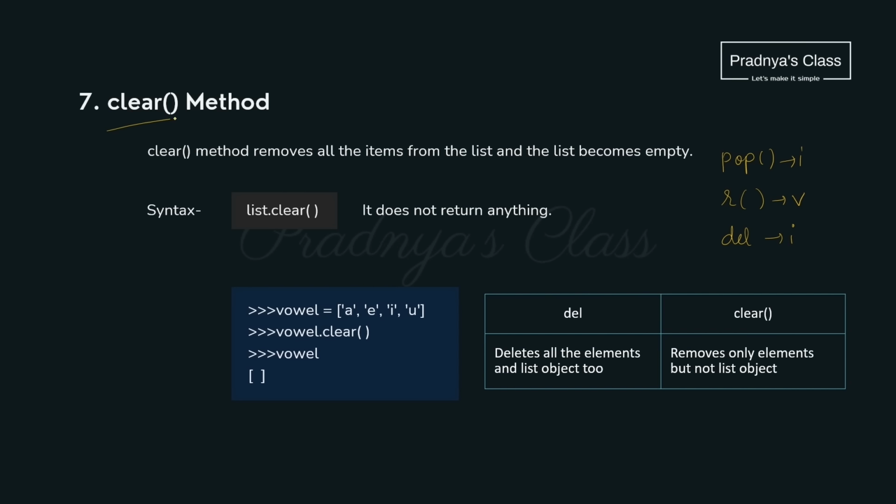But there is one more arrangement, that is the clear method. The clear method will delete all the elements of the list, but the list object will exist. That is the only difference between del and clear. del removes the elements along with the list object, but the clear method will delete only the elements and the empty list will exist. If you print it, you will get an empty list. The clear method doesn't take any parameter because it deletes all the elements.